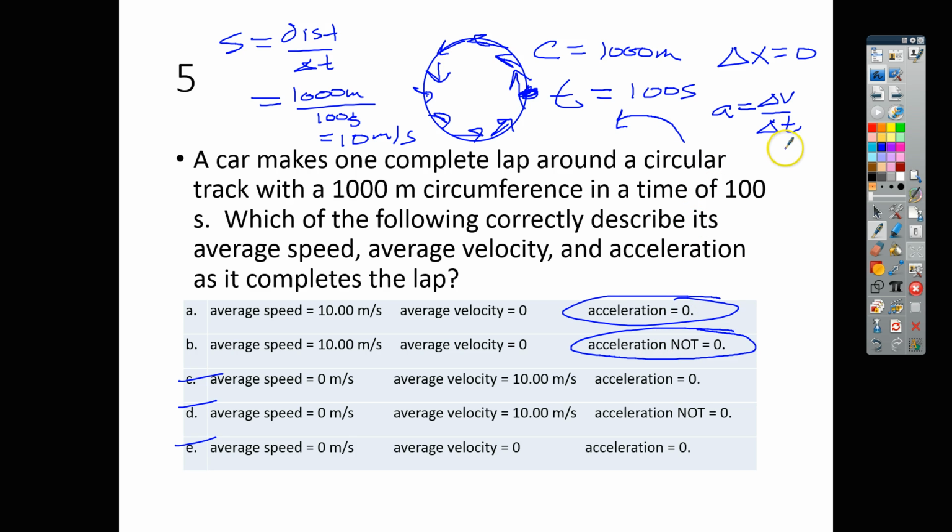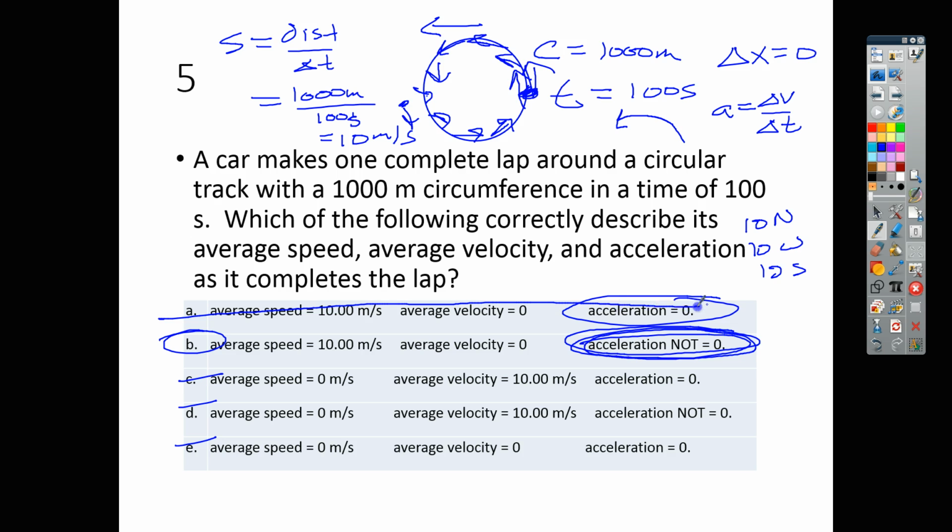Because remember, velocity is speed in a direction. So you could actually say you're going 10 north right here. And then at this point, you would be going 10 west. And at this point, you would be going 10 south. So as long as your direction is changing, you are accelerating, and your acceleration is not 0. So the only answer we have is B. This one cannot be right.